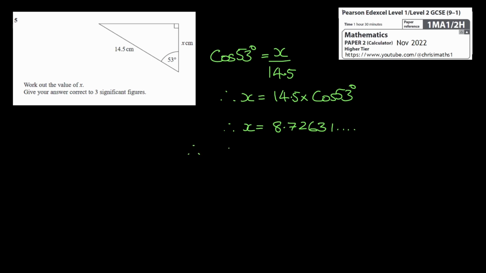So therefore, x is equal to 3 significant figures, means the cutoff will be here. And given that 631, the bit we're going to chop off, is greater than 500, in this case, this digit must go up to 3. So x is equal to 8.73, and that is to 3 significant figures. And that's your answer.